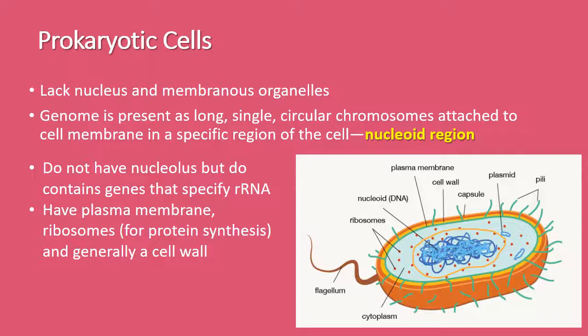The prokaryotic cells don't have a nucleolus, but they do manufacture ribosomal RNA and produce ribosomes. So they do have, like I said before, a membrane, they do have ribosomes. Generally they have a cell wall. For bacteria, it's usually made of peptidoglycan, and then they'll have some extra structures depending on the type of bacteria you're talking about. So some have flagella, or these other little hair structures called pili. This picture here is typically what an E. coli would look like.